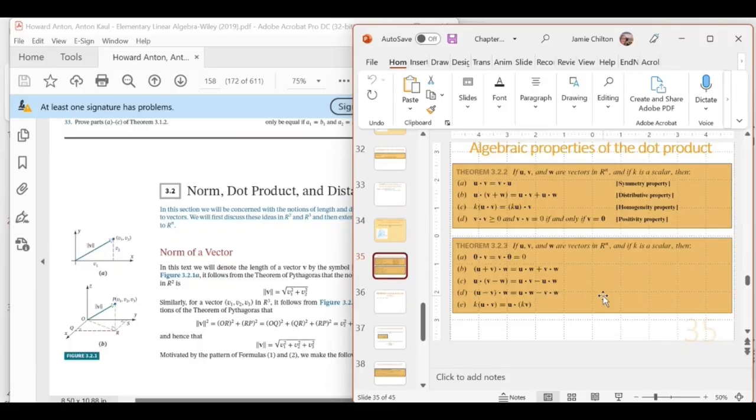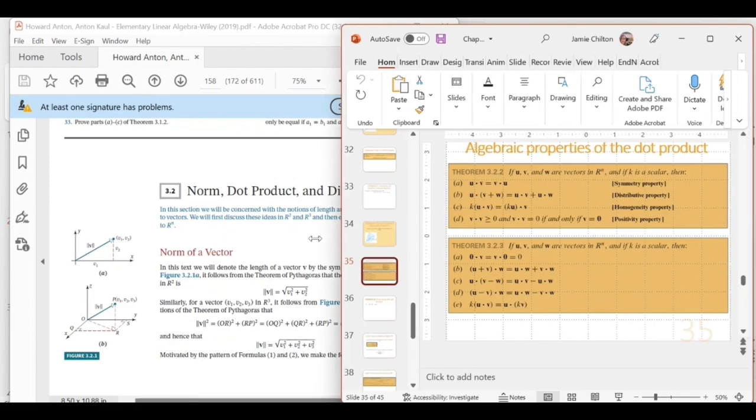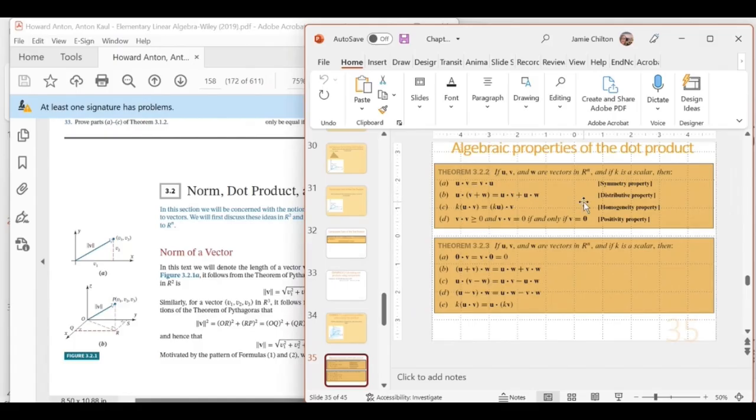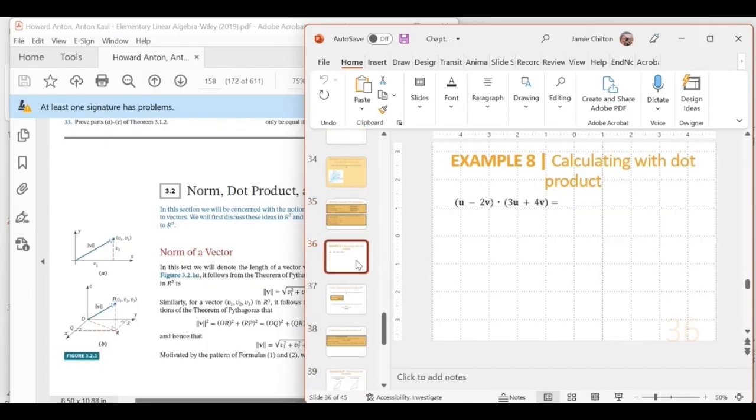All right, so here's the other thing that you want to make sure you check out: theorem 3.2.2. This is going to have a lot of algebraic properties of the dot product. You have your symmetric property, the distributive property, the homogeneity property, the positivity property. So check both of these out. Then you have your theorem 3.2.3. You obviously want to know what to do when you have the zero vector thrown in there and scalars thrown in there, what you can and can't do. So make sure you bookmark that table.